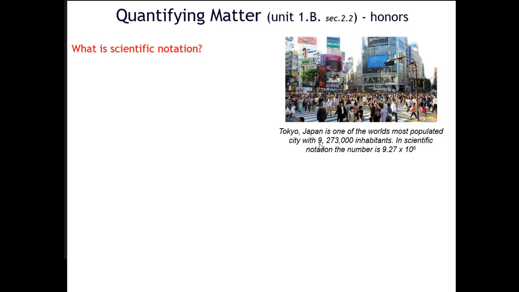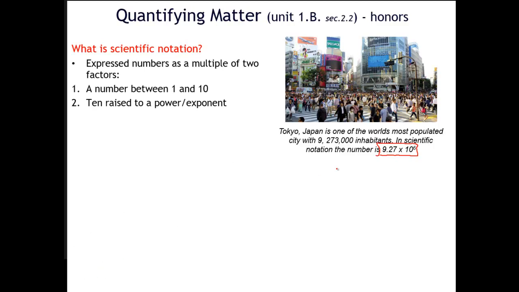There are about 9,273,000 inhabitants. That's a really big number. Try to imagine memorizing large numbers and remembering the placeholders. That can be challenging. What scientific notation does is try to simplify this number so that it's more manageable. In this case, the 9,273,000 inhabitants is going to be changed into 9.27 times 10 to the 6. Now, how do you do that? We'll talk about that in a second.